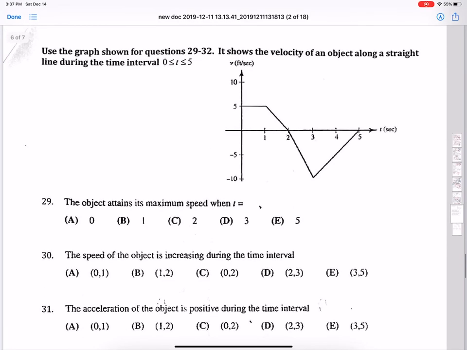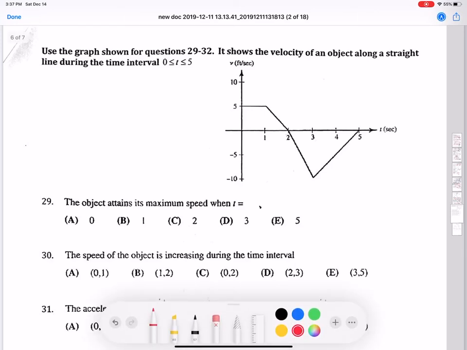Number 29 to 32. Time and velocity function is given. This is time in seconds, velocity in feet per second is given, 0 to 5. Number 29, the object attains its maximum speed. So draw the speed function. It is 3, negative 10. So 3, 10, connect these points and then this point.